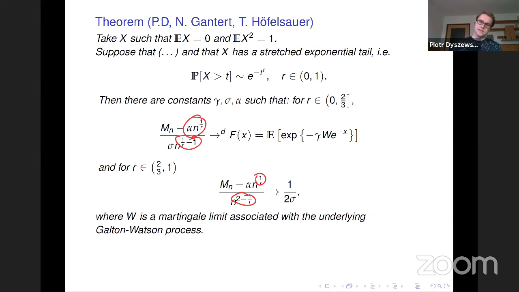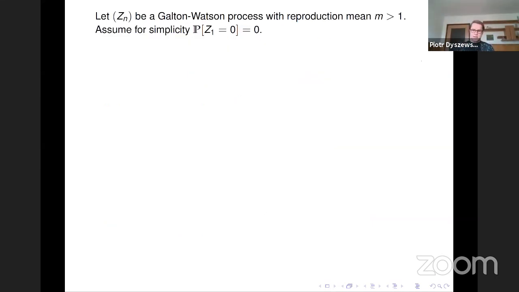All right, so as I said, let Zn be the underlying Galton-Watson process, and assume, just for simplicity, that this process never dies out. So assume that the probability that your descendant has no children is 0. And if we don't have this assumption, then everything that I'm going to tell you will still work. However, you will just have to condition on the set of survival of your population.